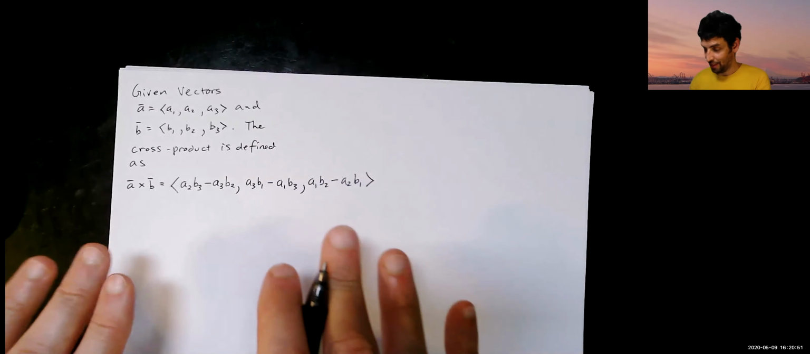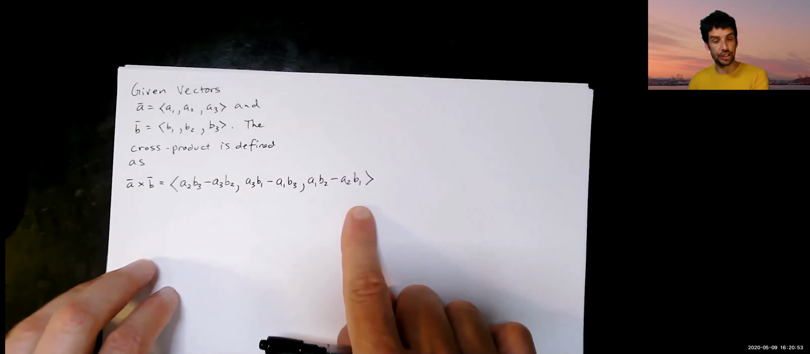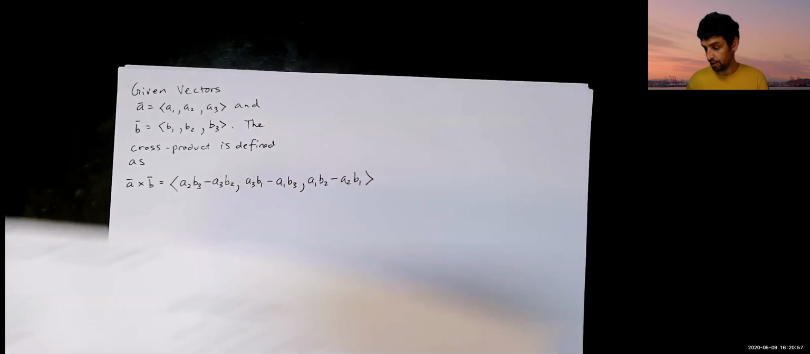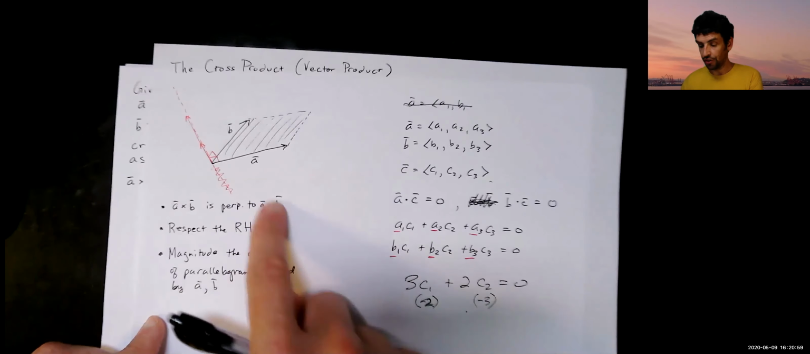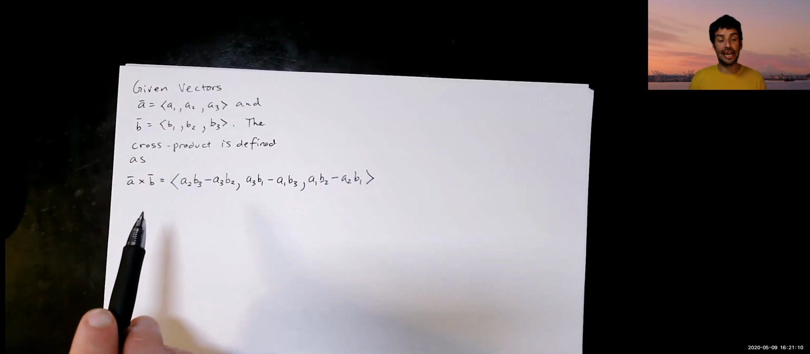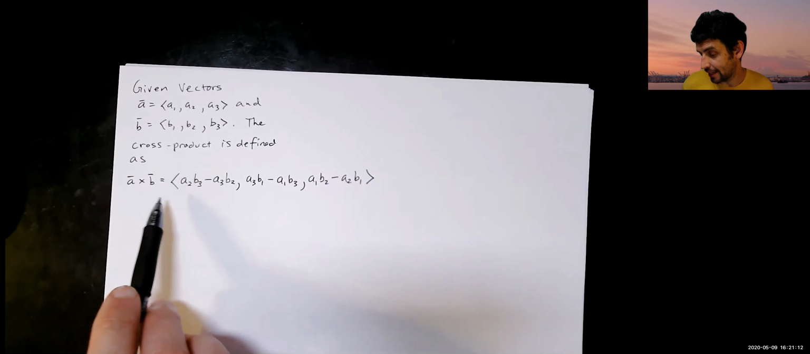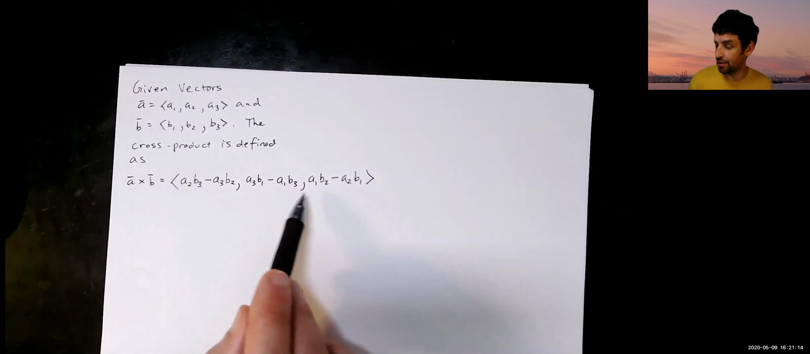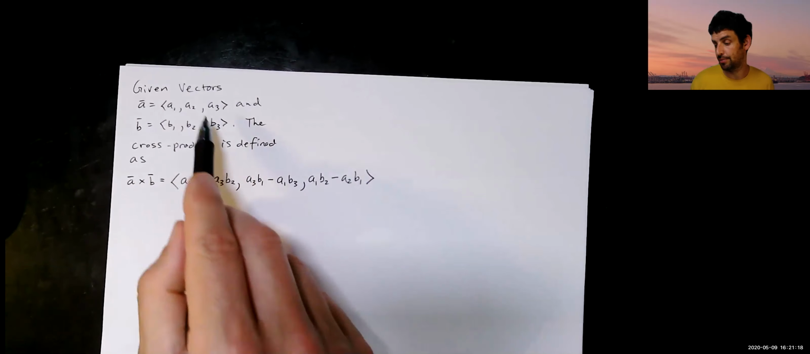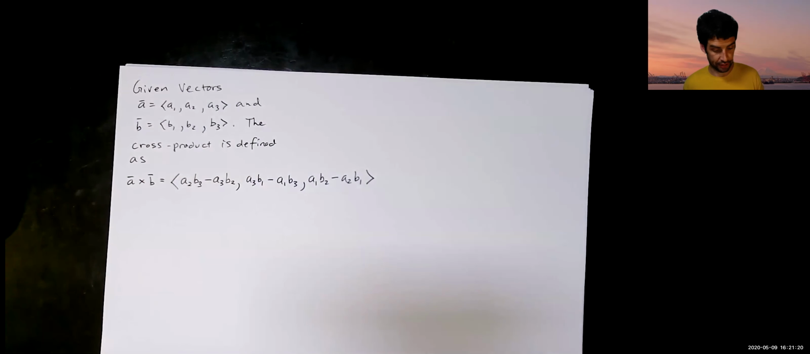Okay. That strange configuration satisfies all of the conditions I mentioned here, right? It will be perpendicular to both of these vectors. It will respect the right-hand rule, and the magnitude of this vector will be precisely the area of the parallelogram defined by those two vectors.